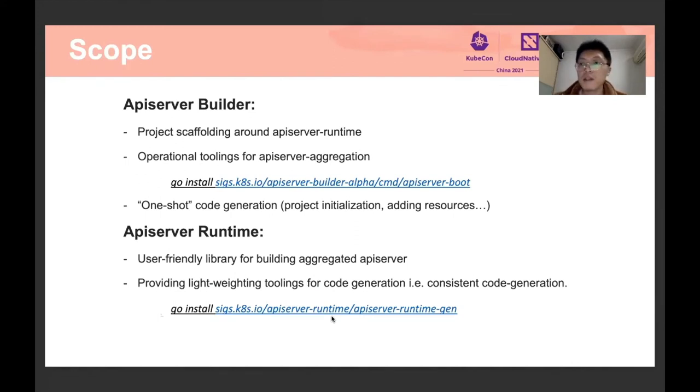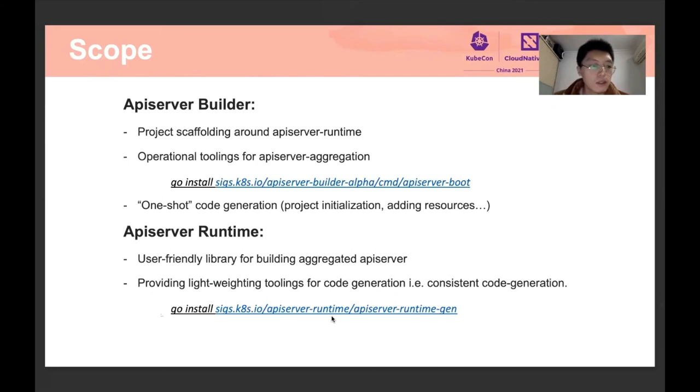As for templating or the code generations, note that the API server builder will only do those one-shot code generations for you, including the project initializations or adding your custom resources. All of this work will just happen once and it's not consistent.